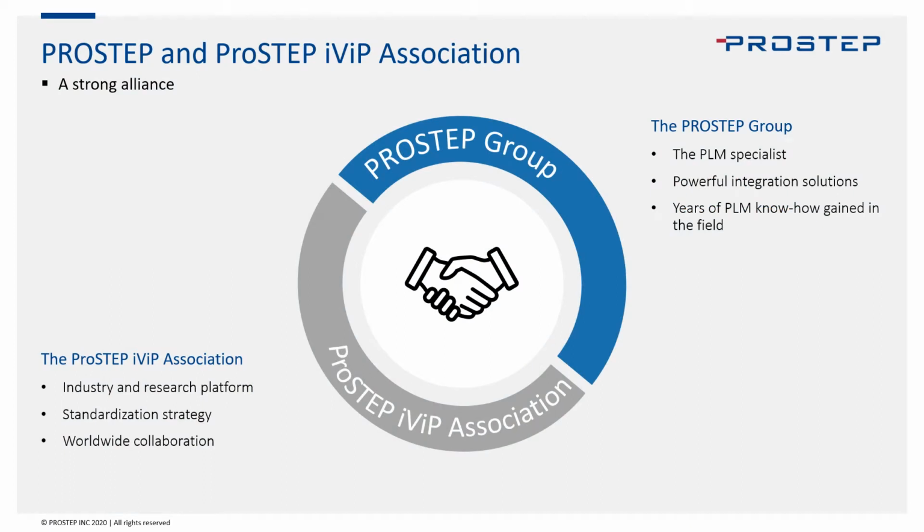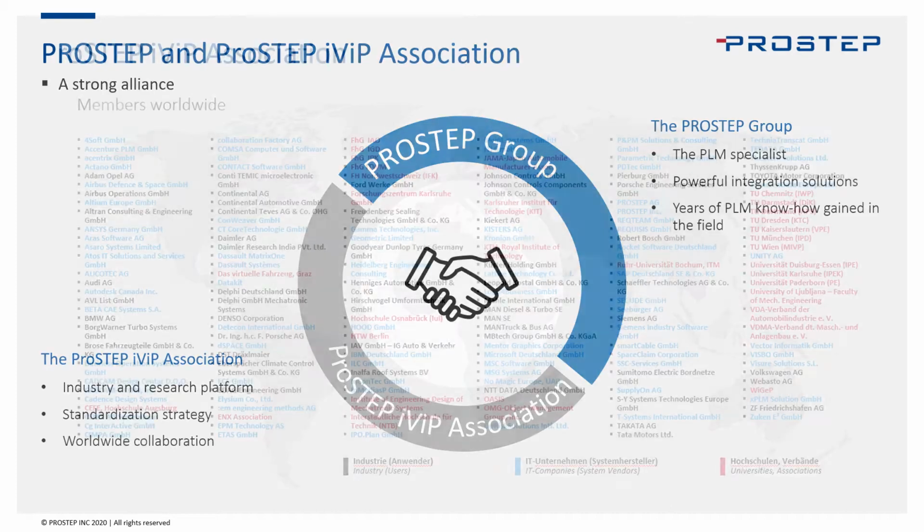ProSTEP IVIP Association and the ProSTEP AG and ProSTEP Inc. really have a strong partnership, and we were established around the same time in order to complement each other. So the IVIP Association works within the standards community to try and drive ISO or OAGIS or working groups to promote data exchange. And the ProSTEP group, ProSTEP AG and ProSTEP Inc., work towards commercial offerings for software and services, and then also supporting those standards through those processes.